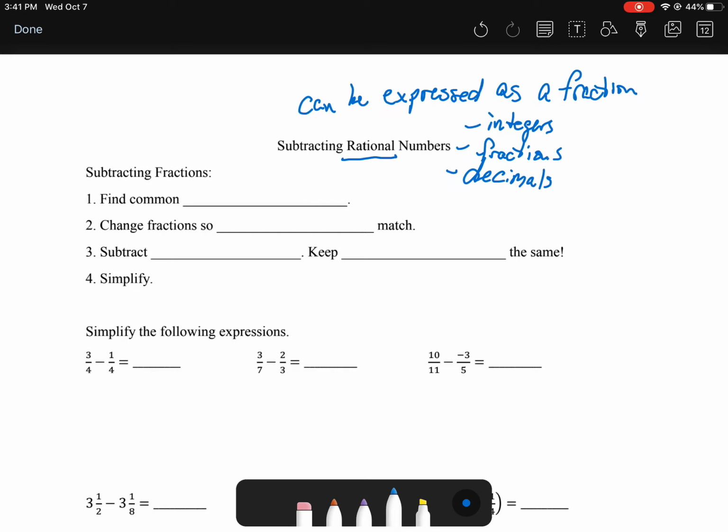These notes today really look like the notes that we took last time in class, except instead of adding, now we're subtracting. And you're going to find out that a lot of our steps are really just the same thing. So for subtracting fractions, again, you do want to find a common denominator. Change the fractions so the denominators match. Subtract the numerators, keeping the denominators the same. And then at the end, make sure you are simplifying your fractions.